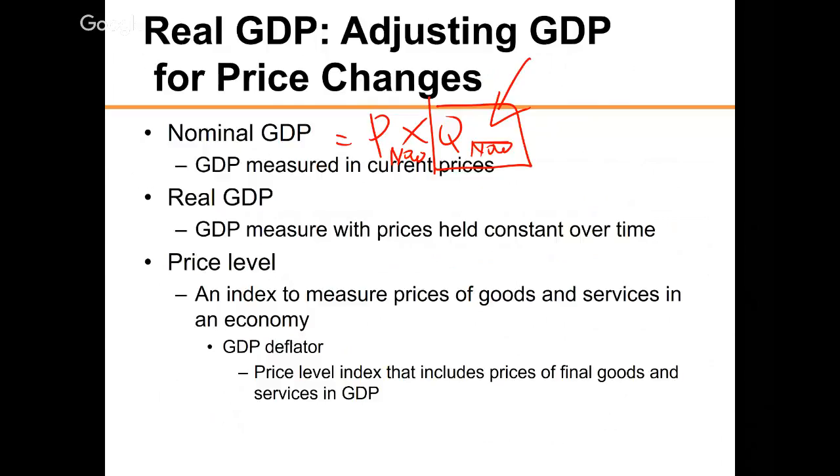And this term is called real GDP. For real GDP, we're going to use the base year price times current year quantity. So we're going to choose a base year, which can be like 2 years ago or 5 years ago. Then using that base year price multiplied by the current year quantities will give you how much real GDP is.